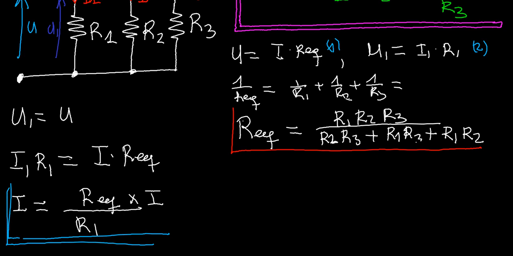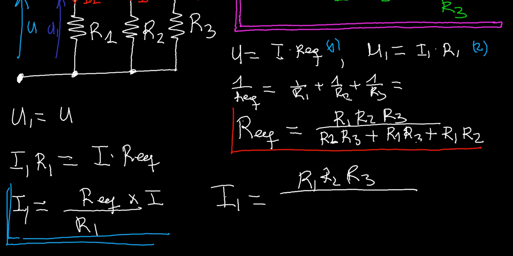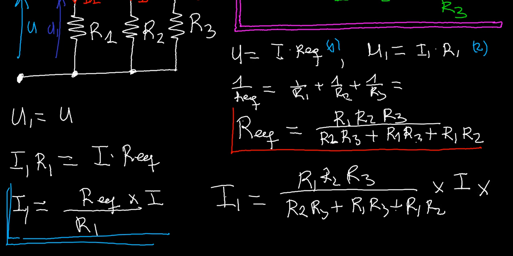So if you perform this operation, you discover that I1 that we are looking for will be equal to R equivalent, which was R1 R2 R3 on, let us put, R2 R3 plus R1 R3 plus R1 R2, times I, all multiplied by 1 on R1.